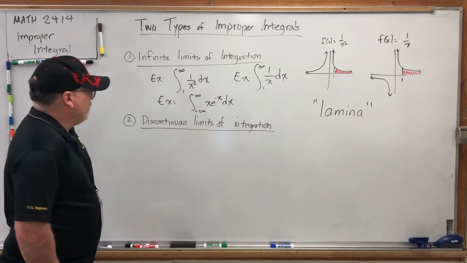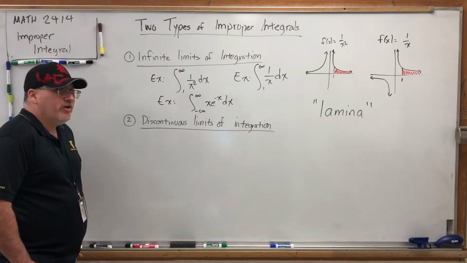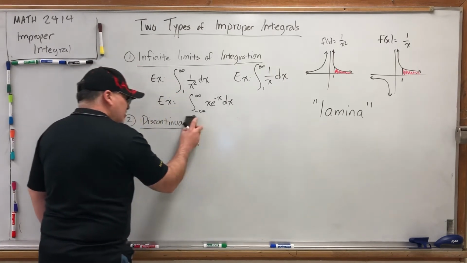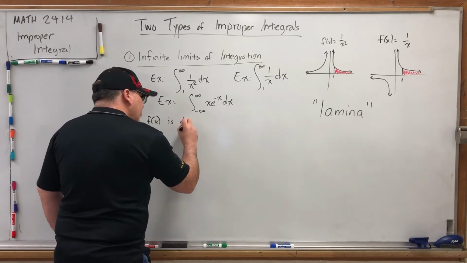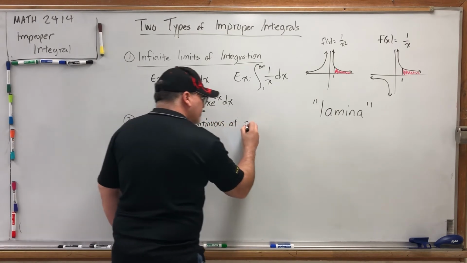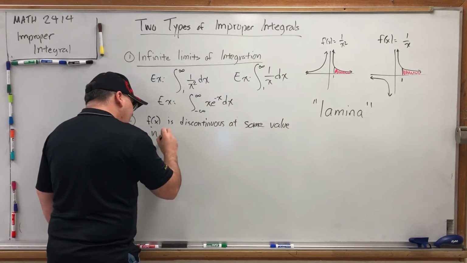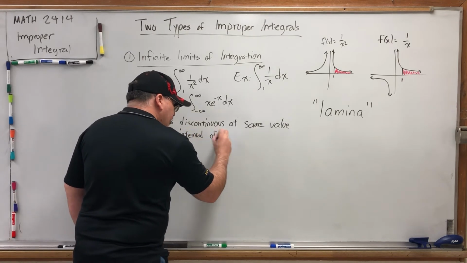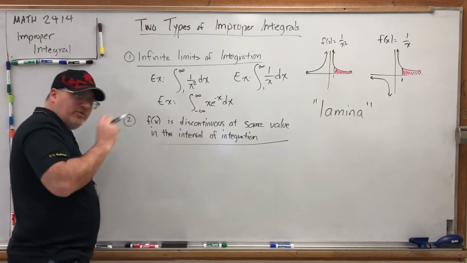So that's one type of improper integral. The other type of improper integral is where we have a discontinued limit of integration. And really I shouldn't say discontinuous limit of integration. Let me phrase this a little bit better. f of x is discontinuous at some point, at some value in the interval of integration. What does that mean? Well, let me show you.